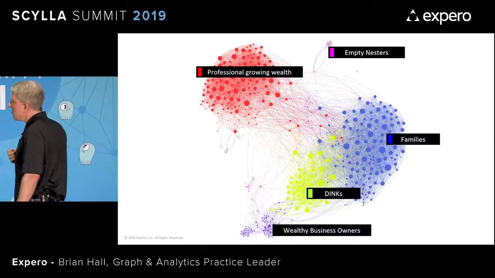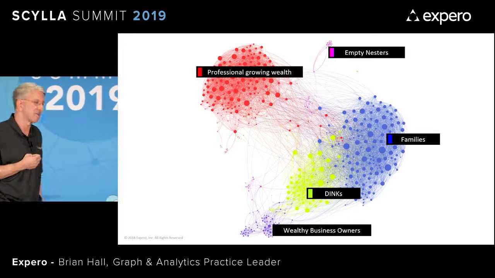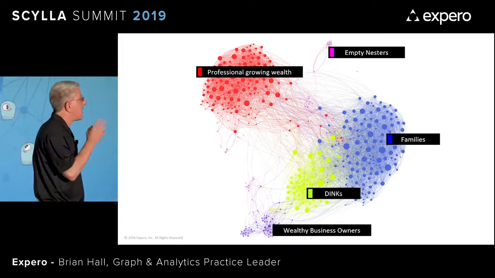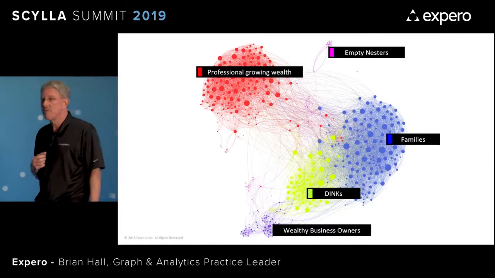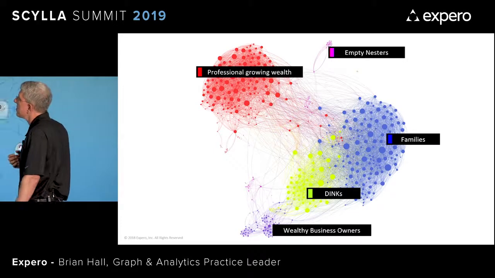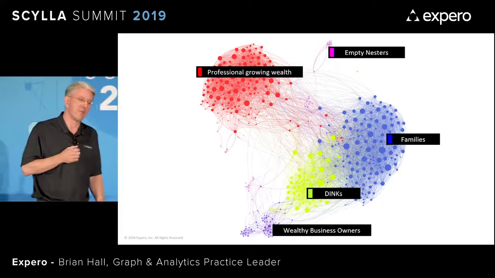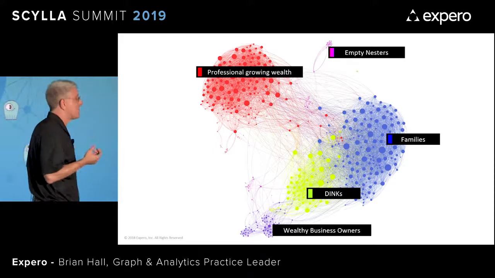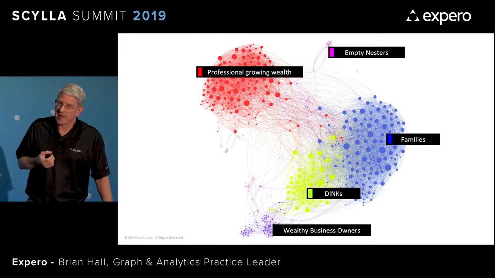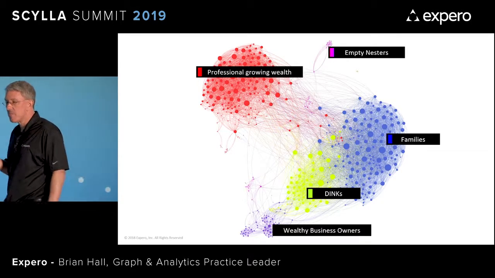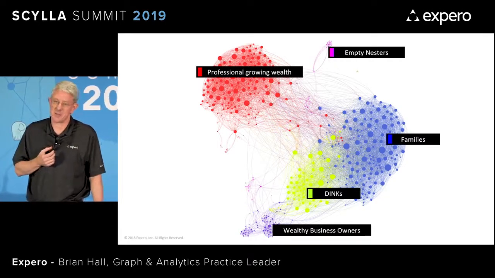I can model my customer base, right? So suppose I've got a whole network of my customers, and I can cluster them by type, and I can determine that maybe the red people up in the top left are professionals growing wealth. I've got empty nesters. I've got people with families. I've got wealthy business owners. I can represent these people in different types of graphs and treat them differently, right? I probably don't want to open up 529 accounts for my empty nesters, but I probably do for my family. So by clustering these different customer bases, I can treat them differently.